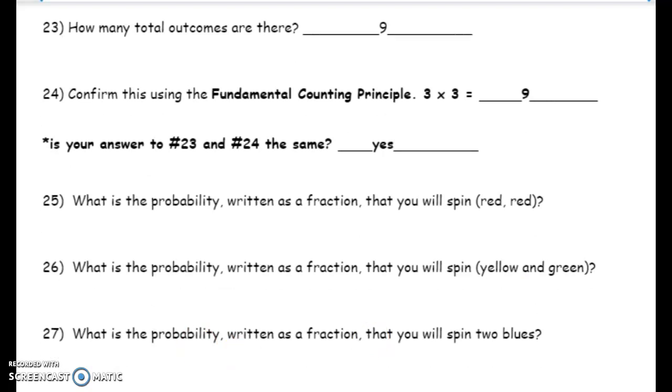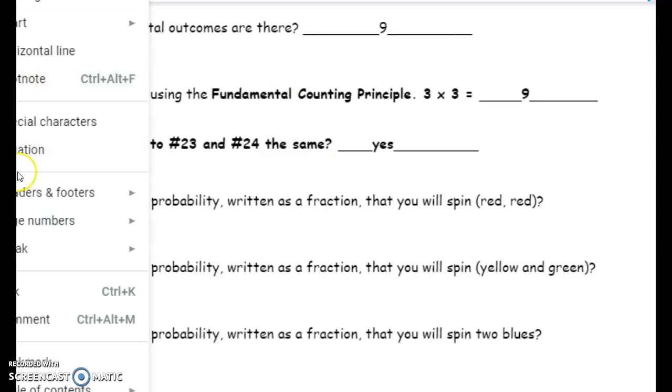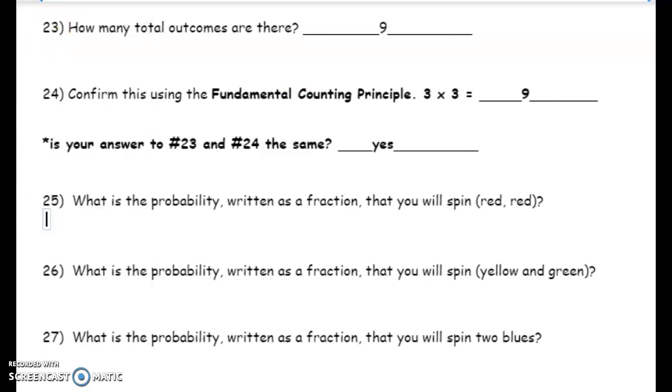So back to question 25, what is the probability written as a fraction that you will spin red over red? So as we said earlier, let me insert my equation here and put my fraction. And the probability to get red between the 3 choices of red, yellow, and green, we only have 1 red, and the total of outcomes, as we said, was 9 total outcomes. So this is 1 over 9.